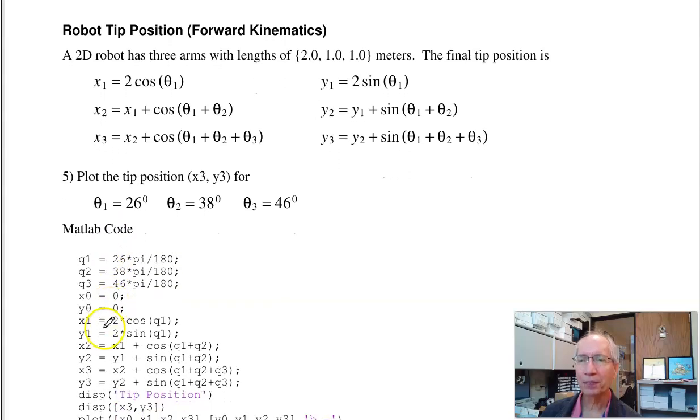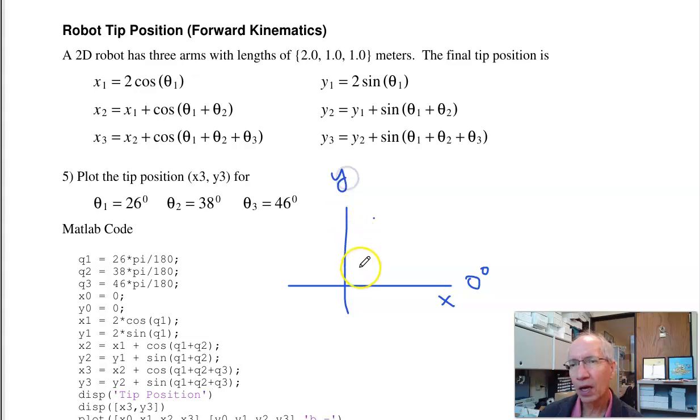Problem 5. Suppose I have a robotic arm. This is 0 degrees in the x direction and y. I've got the first link is 2 meters. The second link is 1 meter. Third link is 1 meter. I specify the joint angles. That'd be your theta 1, theta 2, theta 3.